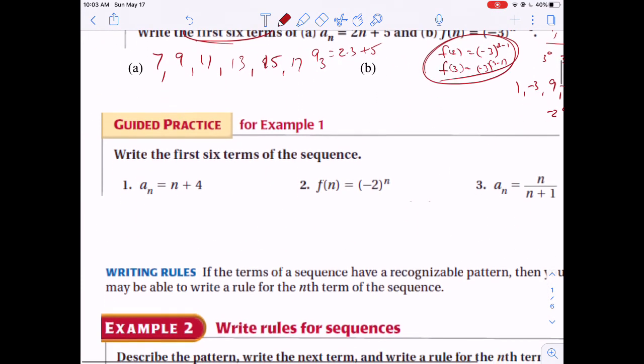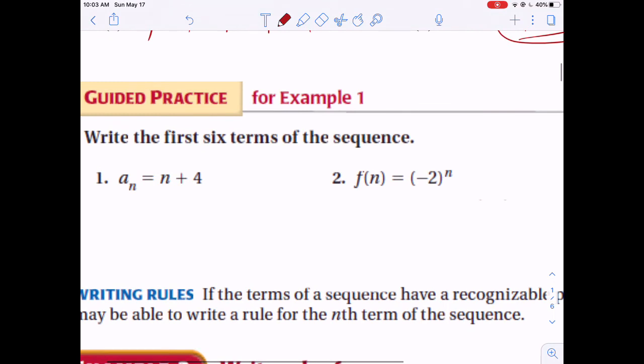All right, let's try a few more here. Again, the first 6 terms. Again, 1, 2, 3, 4, 5, 6. You put those in for the n's on all these, just adding that number to 4. So it's going to be 5, 6, 7, 8, 9, 10. There you go.